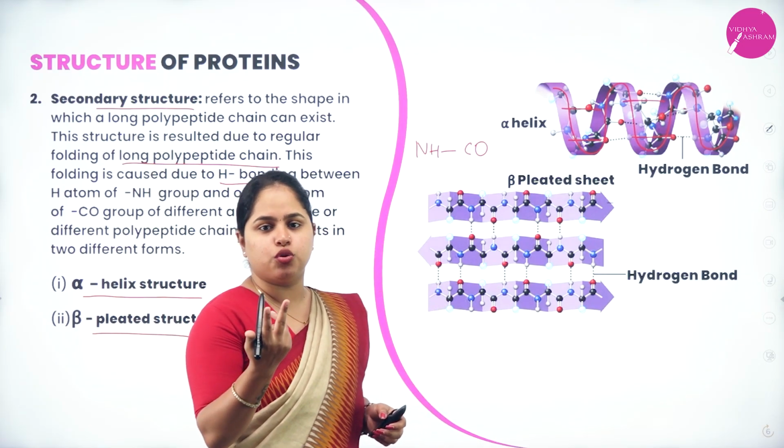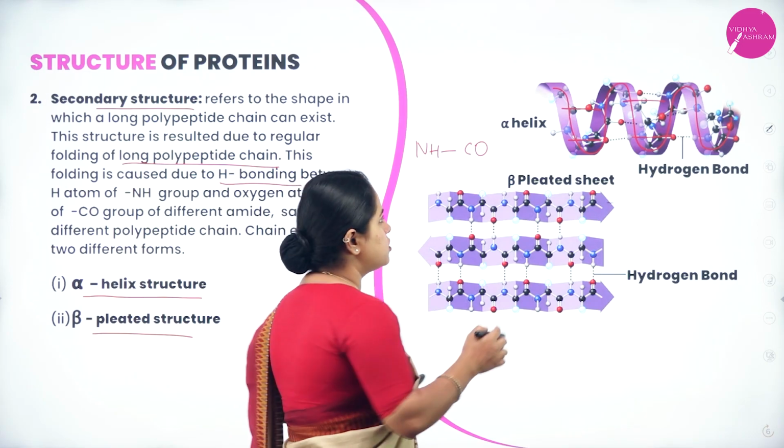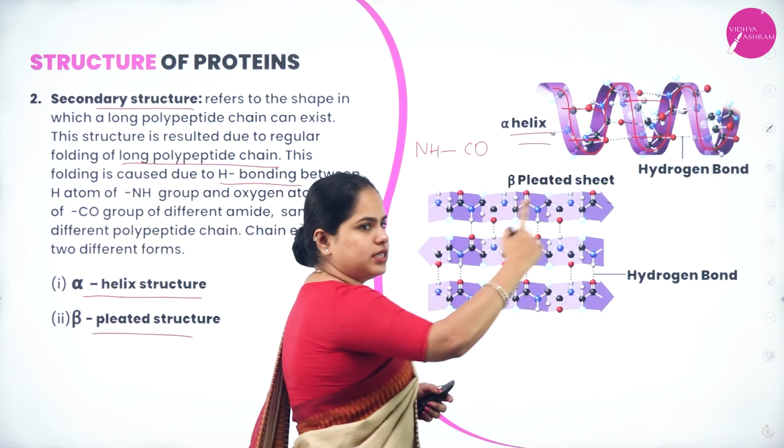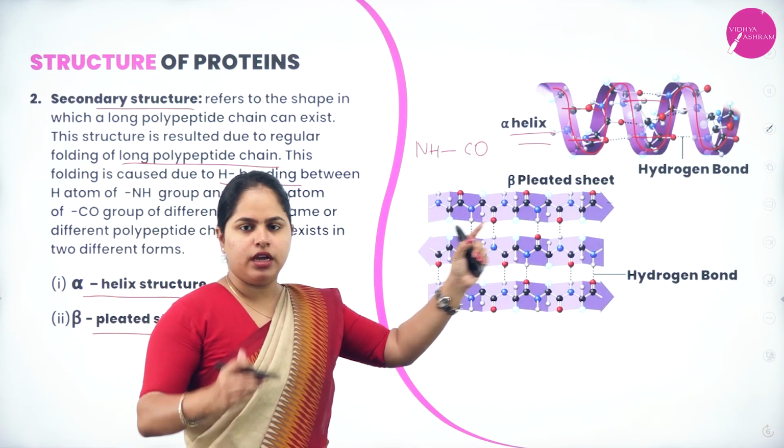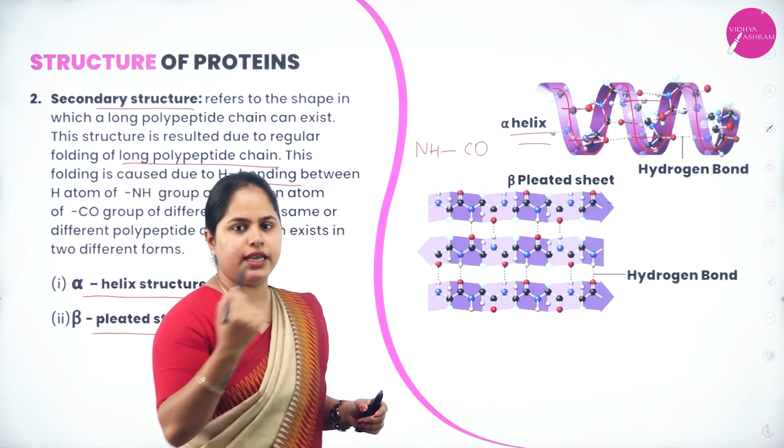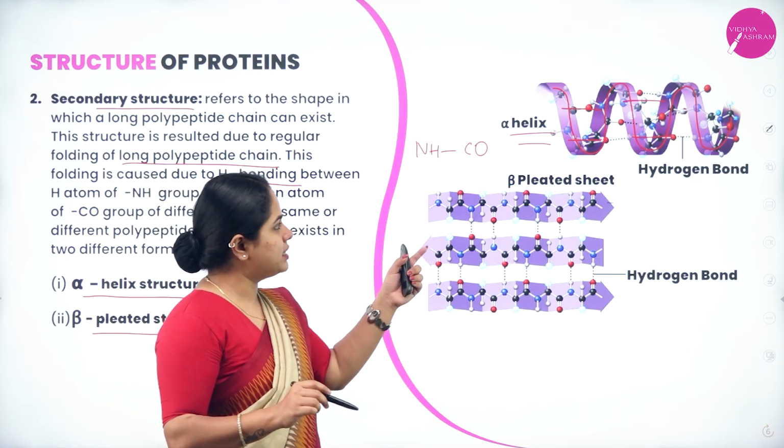So it can be in two forms. One is the alpha helix. So this is the alpha helical structure. You can see it's like a helix. Right? Okay. So this is horizontally shown. If it is vertically shown, you can see it's a helical structure. So that is why it is called the alpha helix.